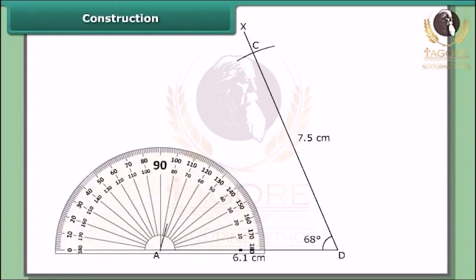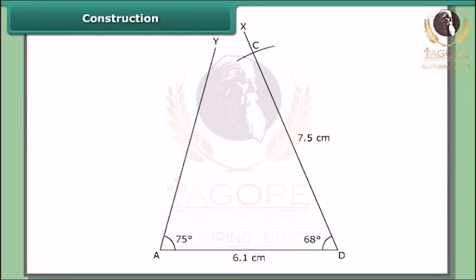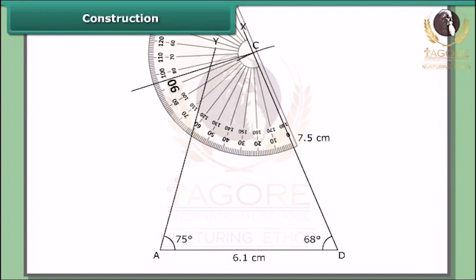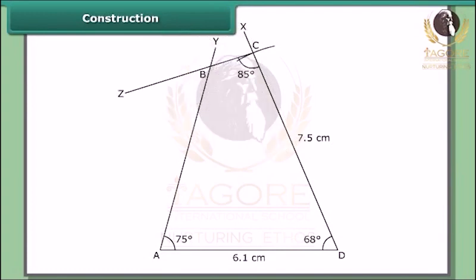At A, draw angle DAY as 75 degrees. At C, draw angle DCZ as 85 degrees. Let AY and CZ intersect at B. Then ABCD is the required quadrilateral.